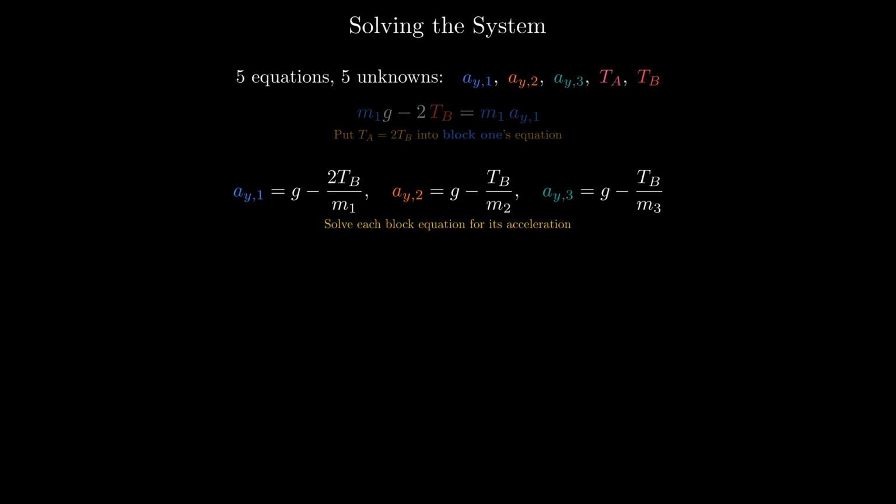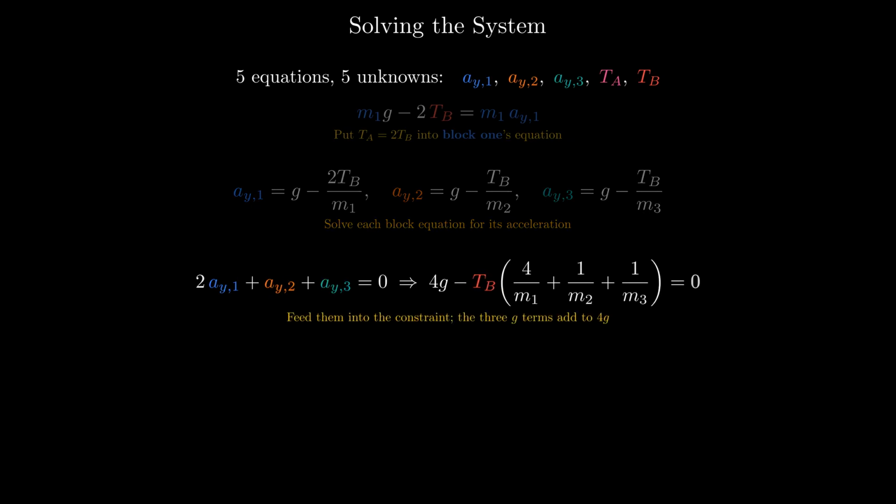Block 1's acceleration is g minus twice T sub B over mass 1. Block 2's is g minus T sub B over mass 2. Block 3's is g minus T sub B over mass 3. Feed these 3 into the constraint, block 2 plus block 3 plus twice block 1. The 3g terms combine into 4g, and the tension terms collect into T sub B times the quantity 4 over mass 1, plus 1 over mass 2, plus 1 over mass 3. Set that equal to 0 and solve.